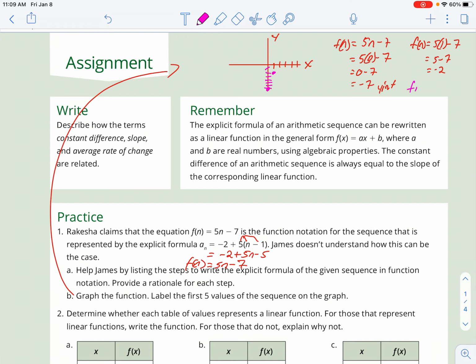And I would keep going because they want the first 5 points, so I would do f of 2. 10 minus 7 is 3. So 2 comma 3, right about there. And so on. Now I'm about to run out of room here because when I do the next one, 5 times 3 is 15. 15 minus 7 is then 8. I'm starting to get way off the graph. But then you should start to see these appear on a line. Okay? So that's the graph of it.